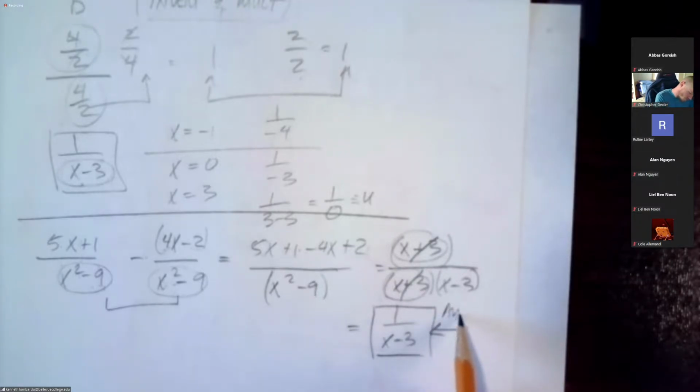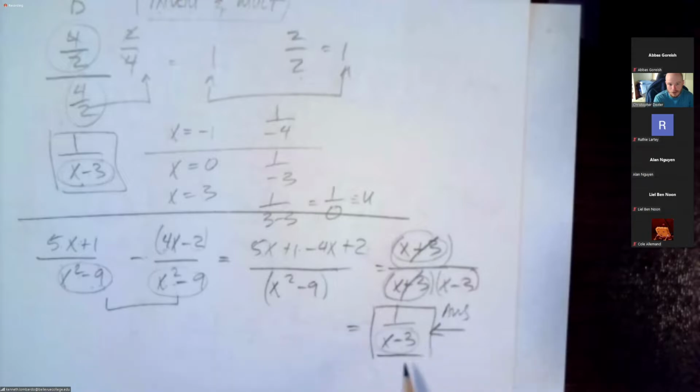That's good. I have a question. Let me finish up and then we'll take your question. But I have to exclude what? I have to exclude any value of x that causes the denominator to go to 0. So what value of x would cause the denominator to go to 0?